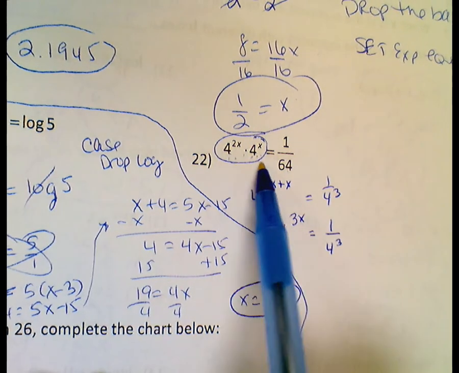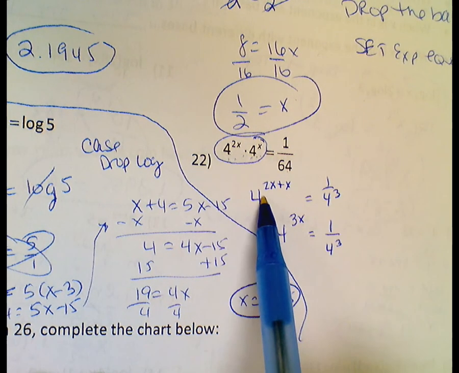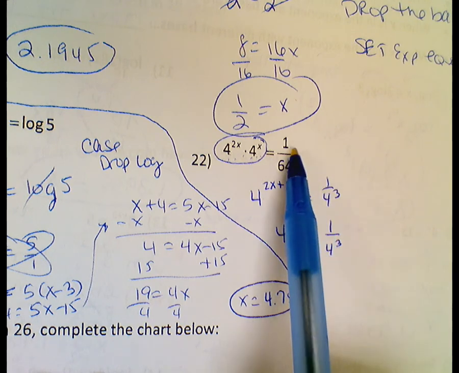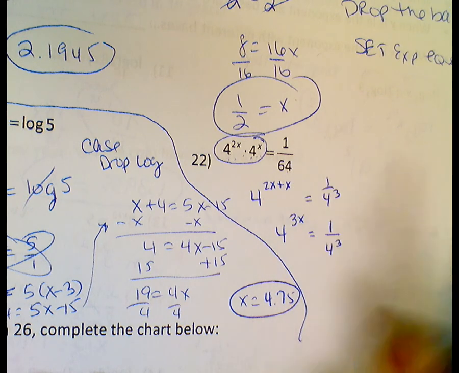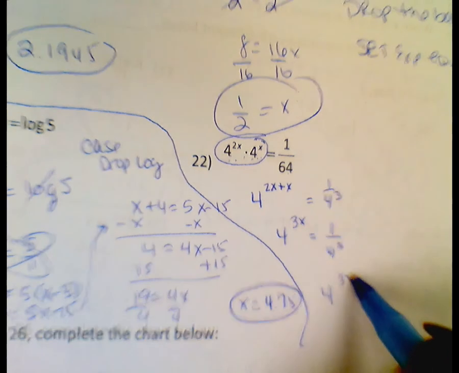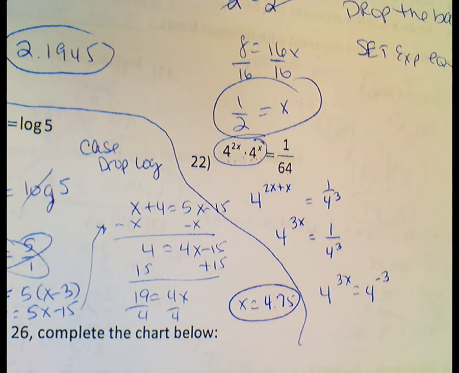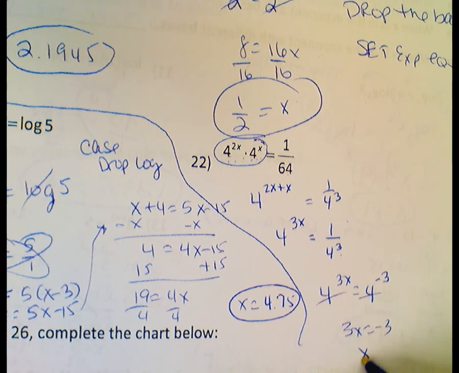So the left-hand side, I had to get these to be base 4. So I added the exponents and got 3x. On the right-hand side, I had to write 1 over 4 cubed. And that is going to end up in the numerator as a negative 3, because anytime it's in the bottom, it can be moved to the top as a negative. Drop your bases, and x equals negative 1.